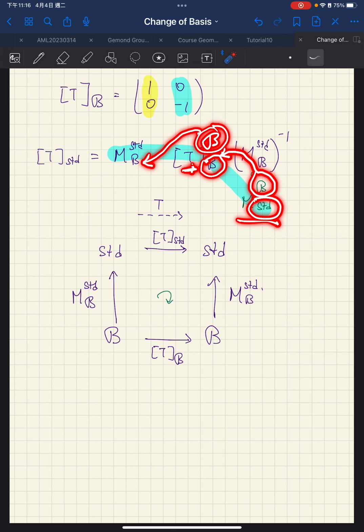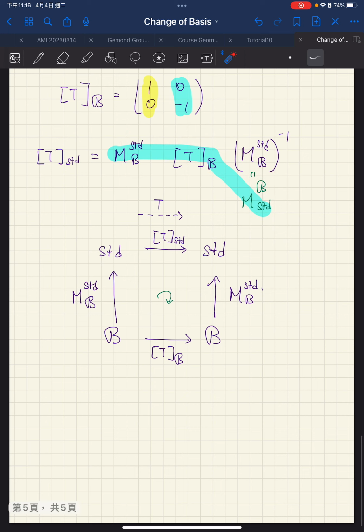Now you go for here, the input is B coordinates and the output is standard coordinates. So what it does, it inputs standard, and then using this B to go for this T, and then the B goes back to standard. So in fact, the input is standard, output is standard, and we have done T. It's exactly this T standard matrix.